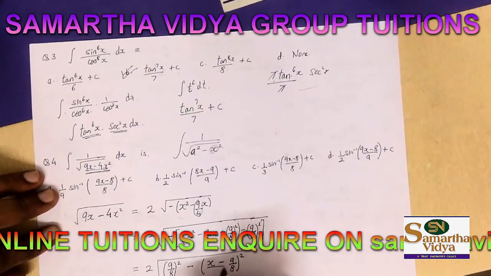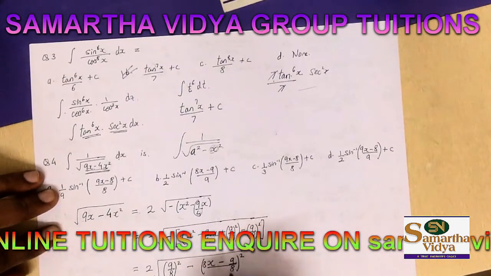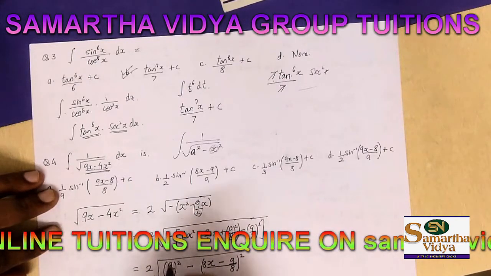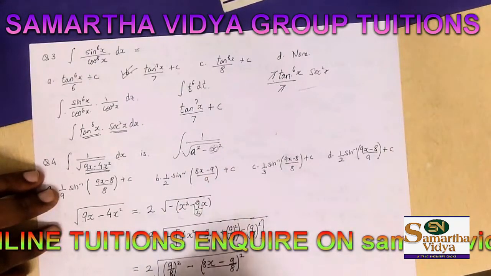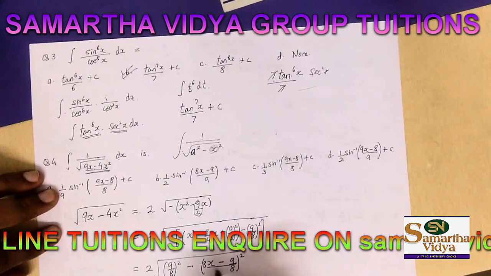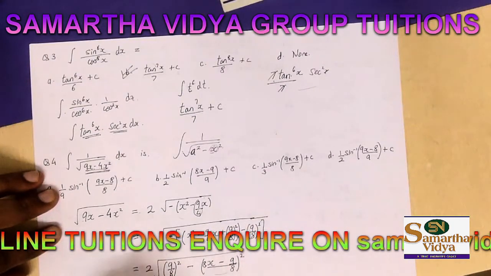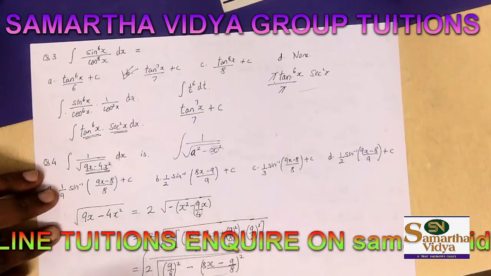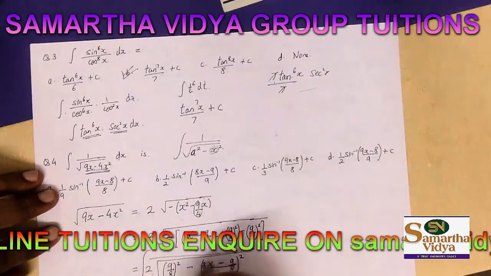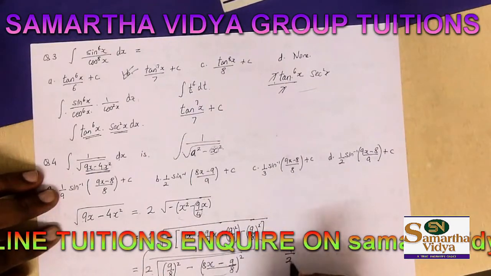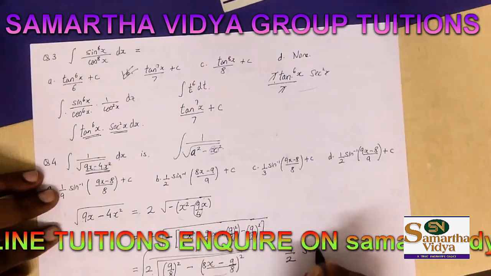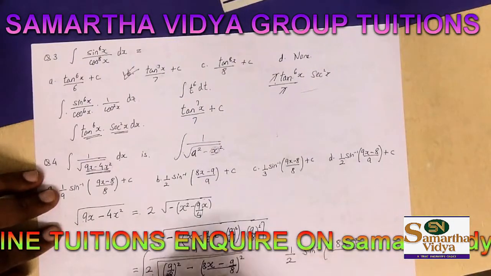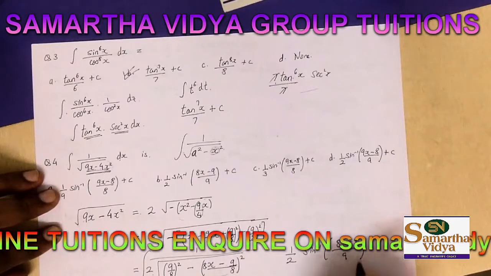I can write this, taking the LCM, as 8x minus 9 by 8. So from here you can see that a is nothing but 9 by 8 and your x is nothing but 8x minus 9 by 8. So this is basically nothing but 1 upon, this is what we are getting. So we have the 1 by 2 outside and this becomes sine inverse of 8x minus 9 upon 9.